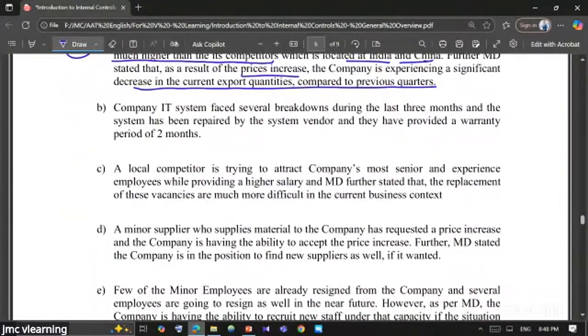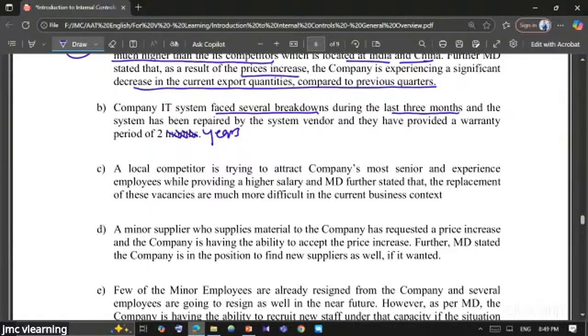The company IT system faced several breakdowns during the last 3 months. And the system has been repaired by the system vendor, and they have provided a warranty period of 2 years. The company IT system breakdown has occurred several times in the last 3 months, and the system has been repaired by a system vendor, who has provided a warranty period of 2 years.